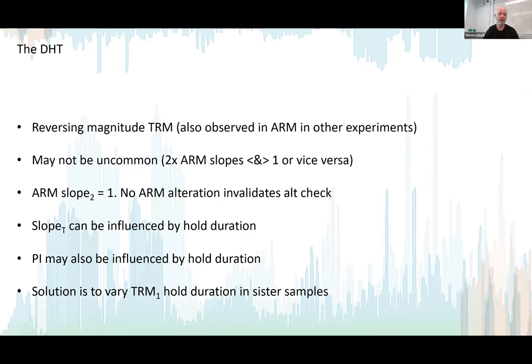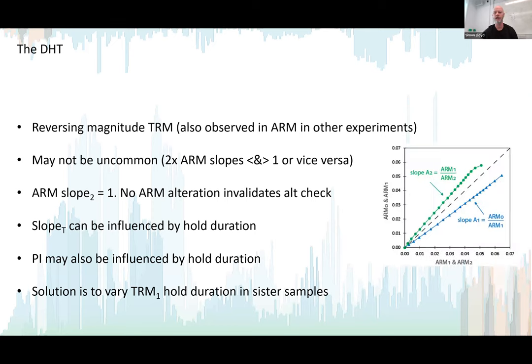And it may not be that uncommon, because in many published data, the two ARM slopes that are published can often be seen to be more than and less than one, or vice versa, which is the situation here, where ARM1 is in blue and ARM2 is in green. And that strongly suggests that the same sort of thing is happening.